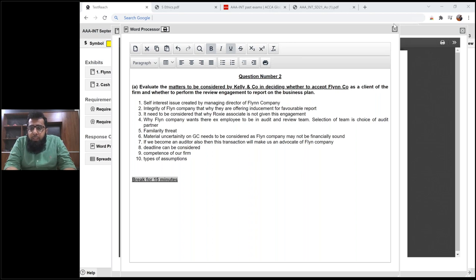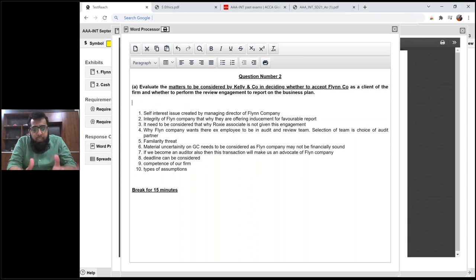We identified the points. Now we are starting developing them. Evaluate the matters to be considered by Kelly Company in deciding whether to accept Flynn Company as a client of the firm and whether to perform the review engagement to report on the business plan. Now we will start developing each of the points. Each point will be worth one mark, so don't write it in too much detail. Limit your answer. For each mark, you will get one mark, so don't write more than 2 to 3 lines, 3.5 lines will be maximum.